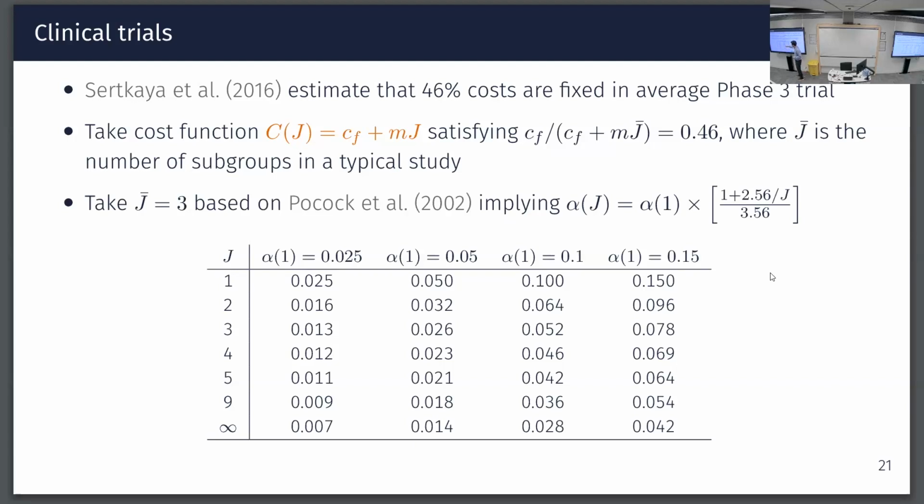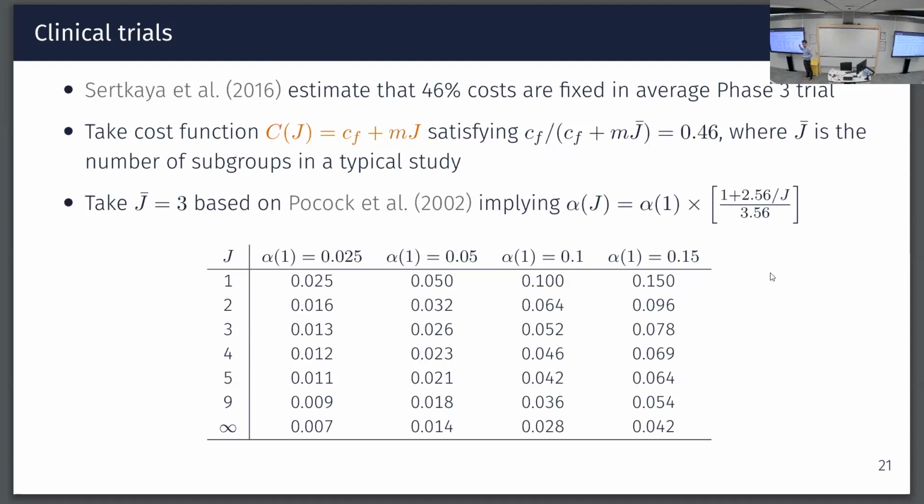So for instance, 2.5% is what's prescribed by FDA for one hypothesis. So in this case, what this means is that if you test 9 hypotheses, you're going to have 0.9%. If you test infinite hypotheses, then things don't change that much. It's only going to become 0.7% and not 0, as family-wise error rate would recommend.